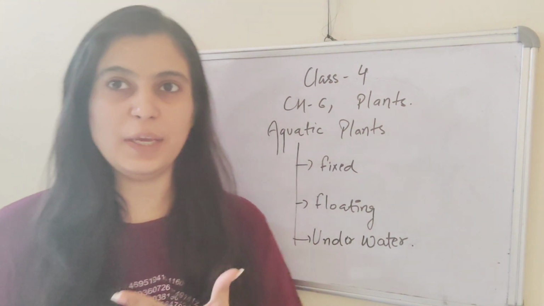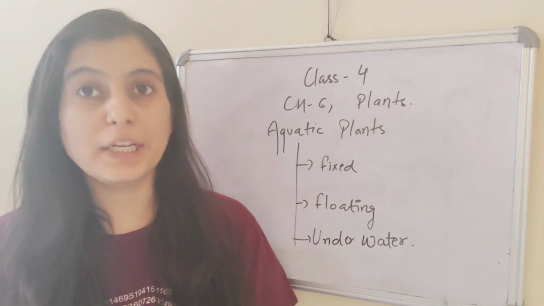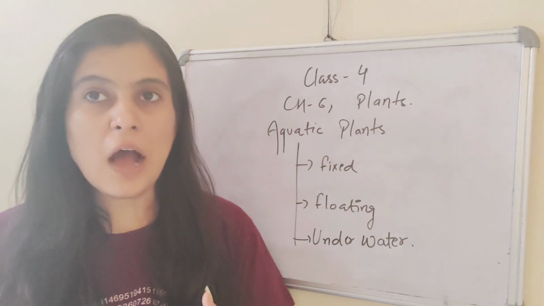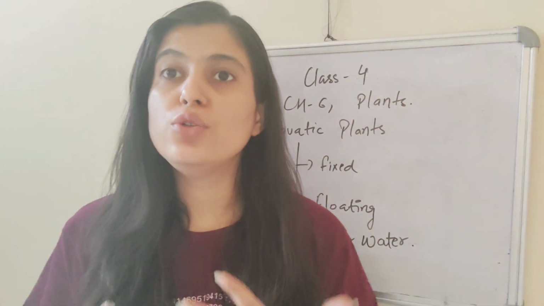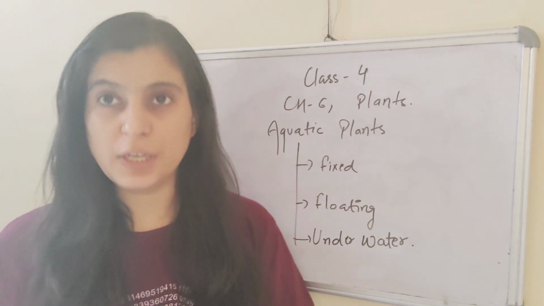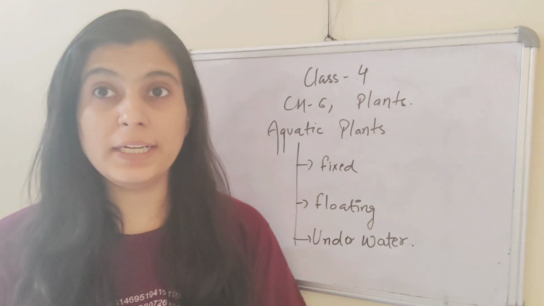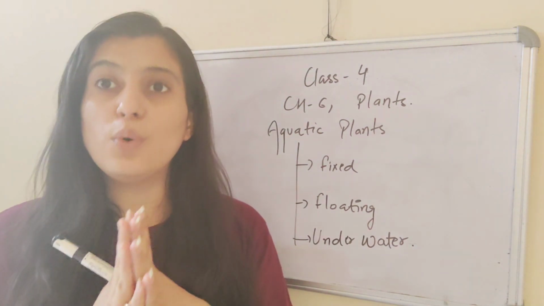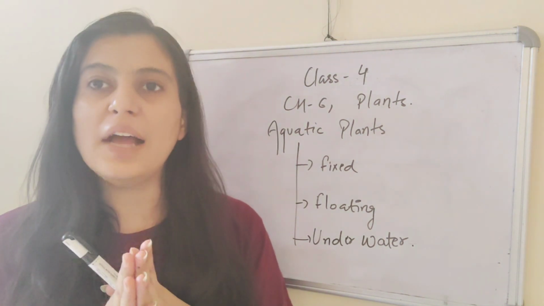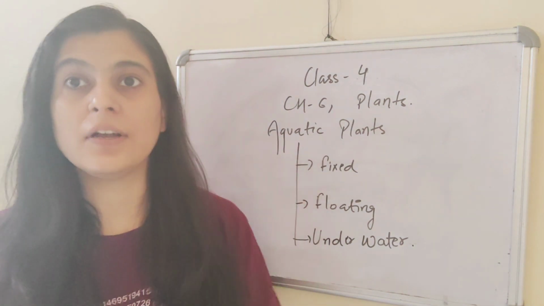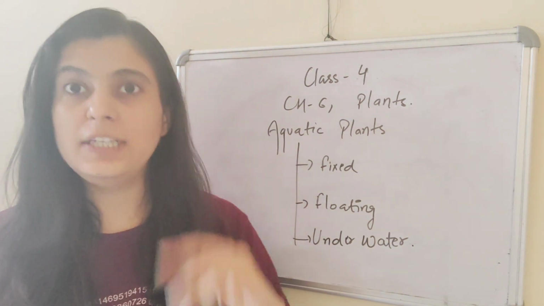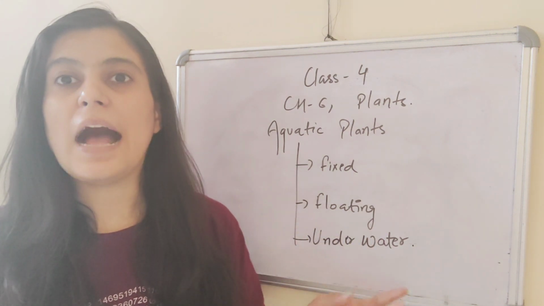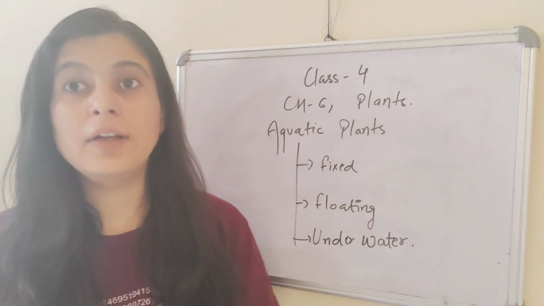Good morning class. Today we are going to discuss your next topic, that is aquatic plants. What are aquatic plants? Those plants which are found in water or in aquatic habitat such as ponds, lakes, oceans and sea are called aquatic plants. These are of three types, that is fixed plants, floating plants and underwater plants.